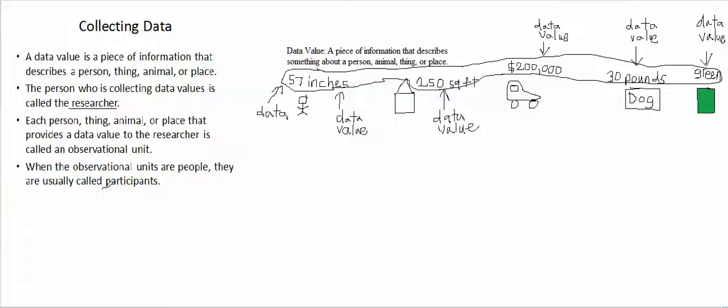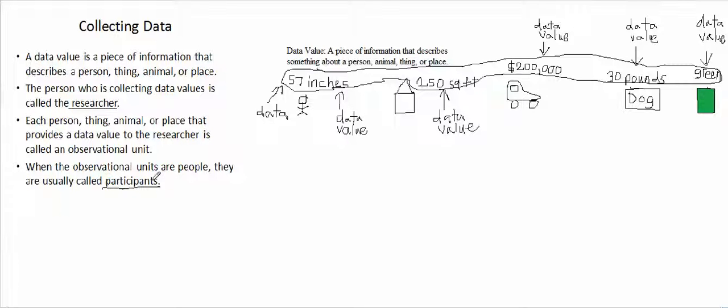Now let's talk about the word participants. A participant is basically a human observational unit. So if I'm collecting data from people instead of things or places, then the people who are providing me with the data would be called my participants, even though they could also be called observational units. For example, if I had a group of people taking a survey, I would probably call those people participants and not observational units.